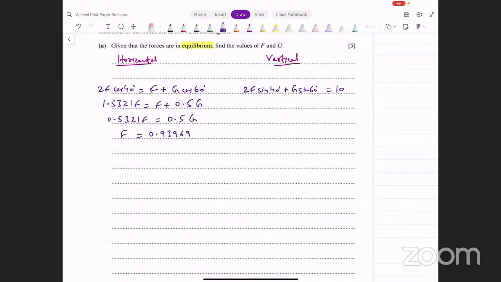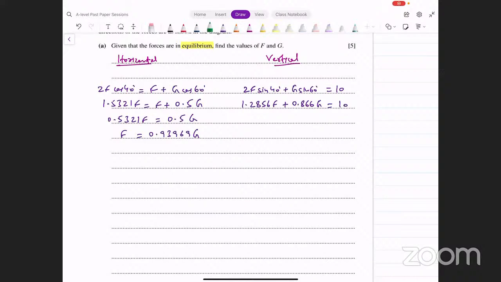0.93969. I'm using more accuracy here because इसमें end पे अक्सर मसला होता है कि आपके answers accurate नहीं आते, तो आपने ज़्यादा significant figures use करने working में, ठीक है? End पे वरना marks कट जाते हैं. अच्छा, so I've found F in terms of G here. Let's simplify the other equation as well. 2 into sine 40. What's that? That is 1.2856 times F plus G into sine 60. That is going to be 0.866 times G equals 10.